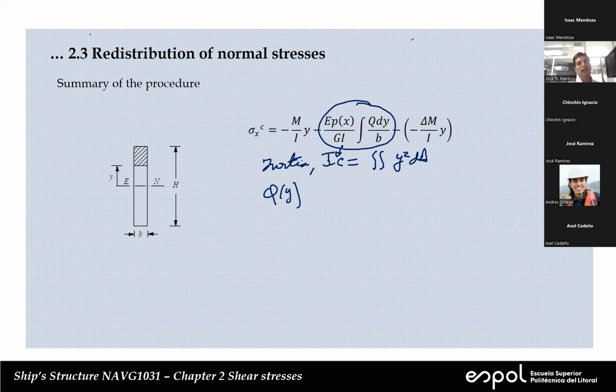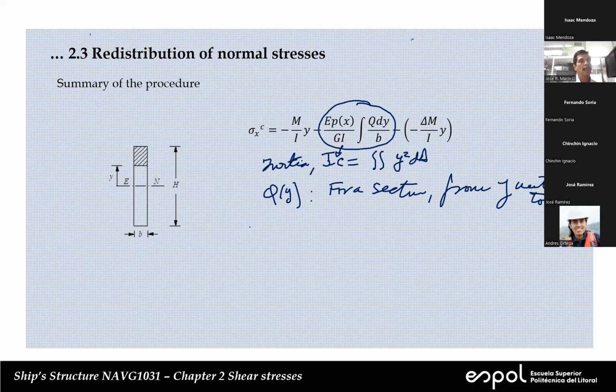Mr. Soria, what's the next step after calculating this? Remember, this is for a section. Okay. And this goes from Y until top. Let's call it top. What's next? Mr. Soria, what's next? The integration. The integration of Q times dy. Yes, and this is what we call the integral, okay?